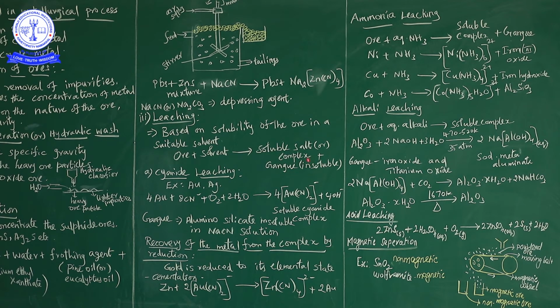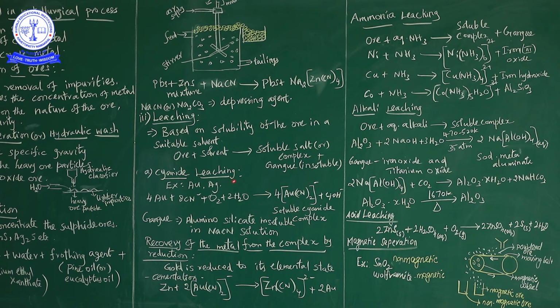Gangue particles do not become soluble; an insoluble compound is present, in the form of precipitate. So the insoluble particles settle in the solution in precipitate form. But soluble salt or complex are present in the filtrate. Soluble salt or complex will be present in the filtrate form.